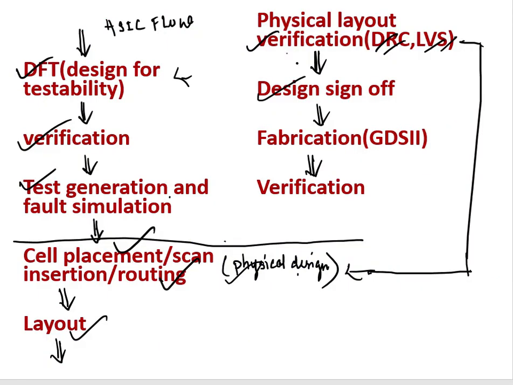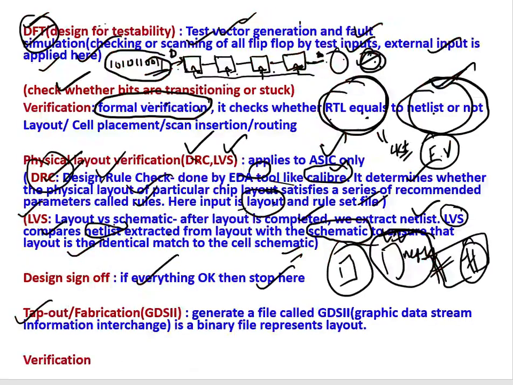Okay, the next part is called fabrication, and it is also written GDS2. Okay, what is this tap out? In this step, a bit file is generated. So the last step is it generates a file called GDS2.